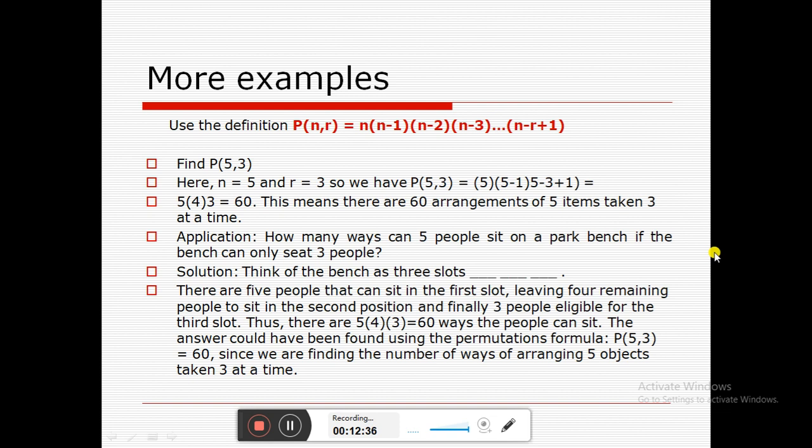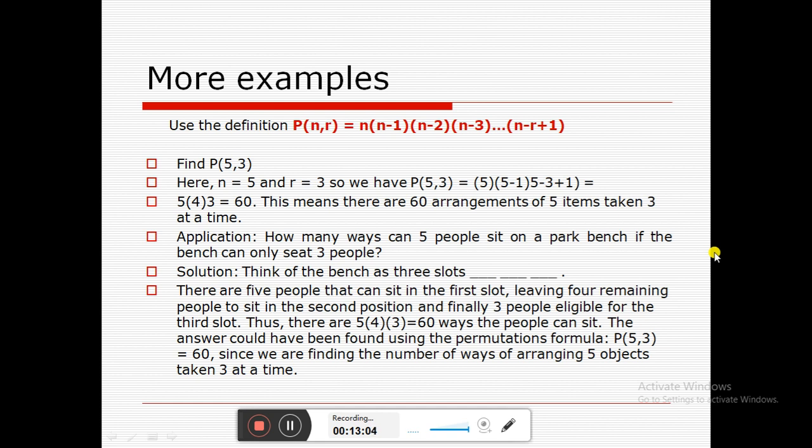More examples. Find P of 5 comma 3. Here n is equal to 5, r is equal to 3. So we have P of 5 comma 3, that is 5 into 5 minus 1, into 5 minus 3 plus 1, that is 5 into 4 into 3, that is 60. This means there are 60 arrangements of 5 objects taken 3 at a time.